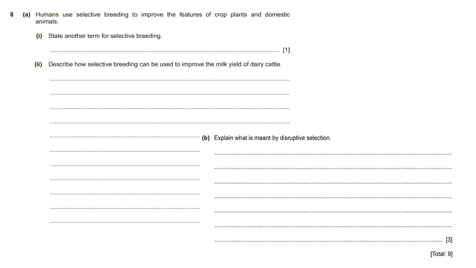So another term for selective breeding is artificial selection, because what you're basically doing is you are choosing what traits you want to happen. You're not letting things take their natural course. You're not saying, well, I'll just leave the plants and then see what happens. In this case, you're like, I want to make sure that this is what I get out of these plants breeding. And I can see the second question is already sort of alluding to that. So it says, describe how selective breeding can be used to improve the milk yield of dairy cattle.